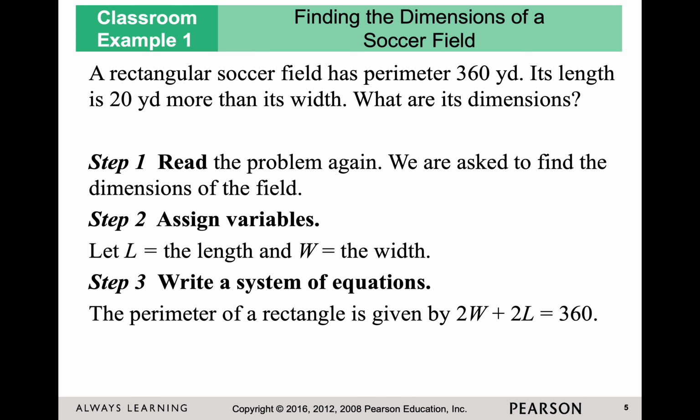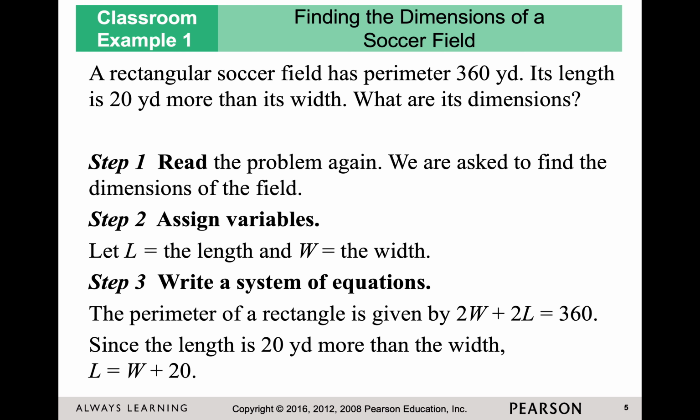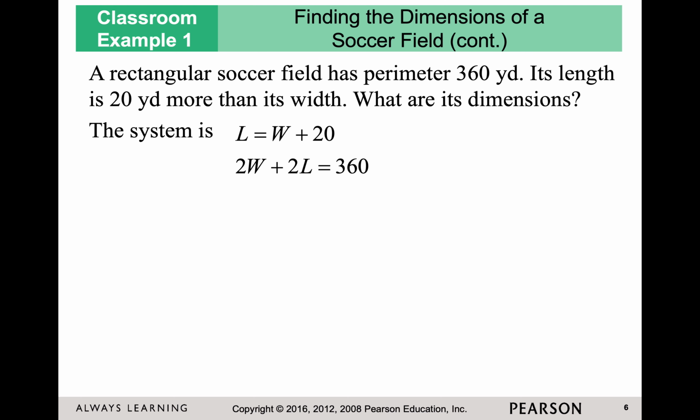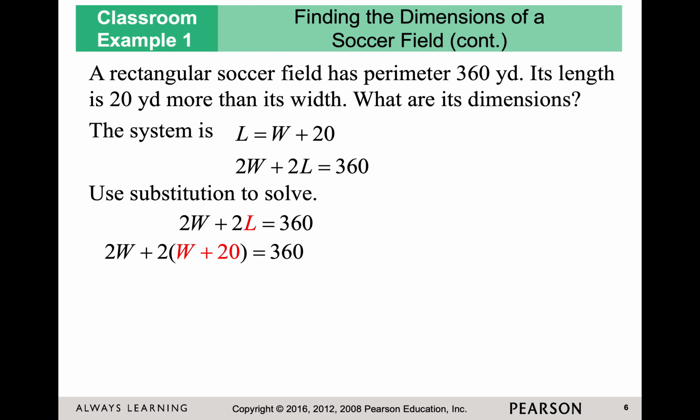The perimeter is going to be 2w plus 2l, because I would add every side, equals 360. Since the length is 20 yards more than the width, this would be described as L equals W plus 20. Once I'm done with that, I can set up that system and solve it through substitution or by elimination. I would prefer substitution because I've already solved for L.